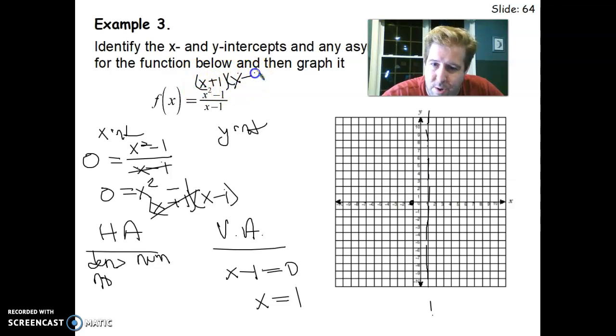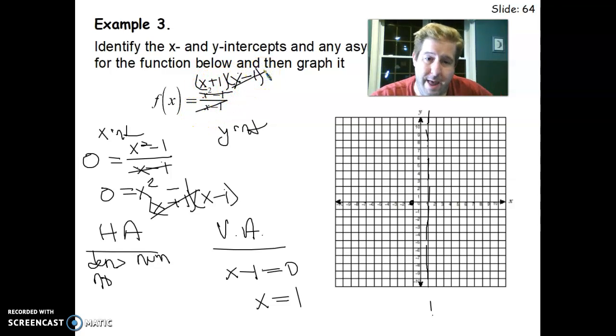But I need to go back over and talk about how this turns into this, and then we have a hole at x minus 1. And I just found that out because an X-intercept can't exist on the asymptote. That wouldn't make any sense in this case. Actually, that can happen, believe it or not, but not in this case.